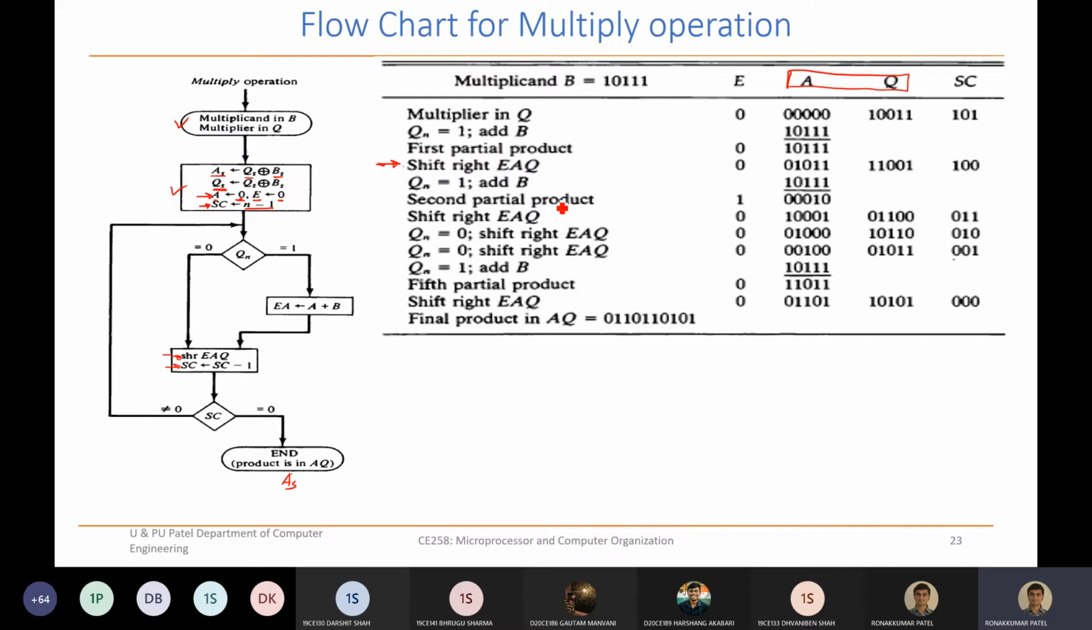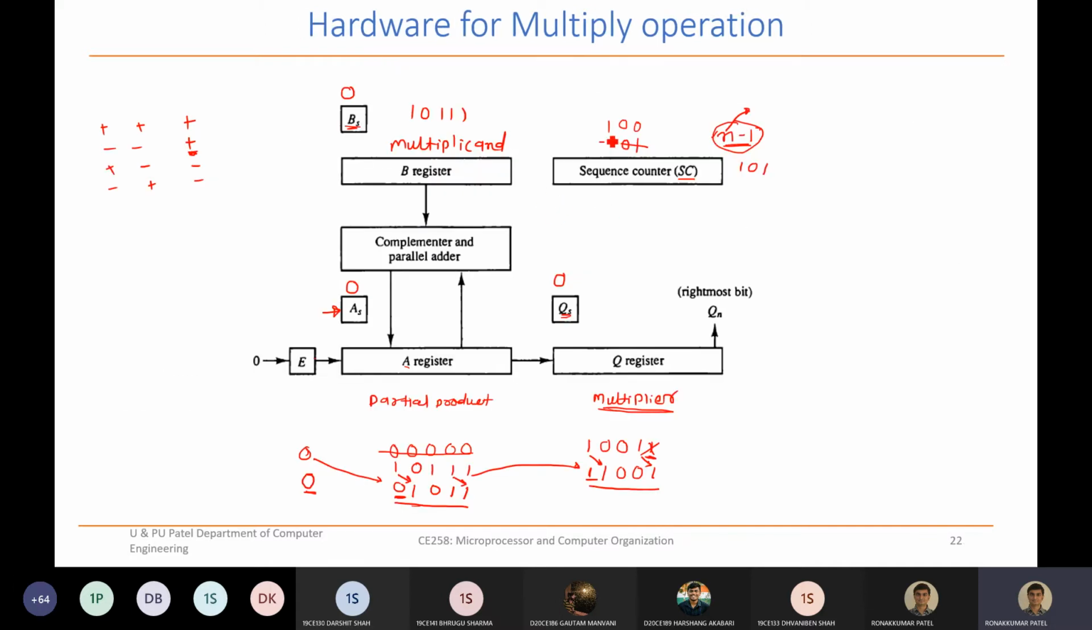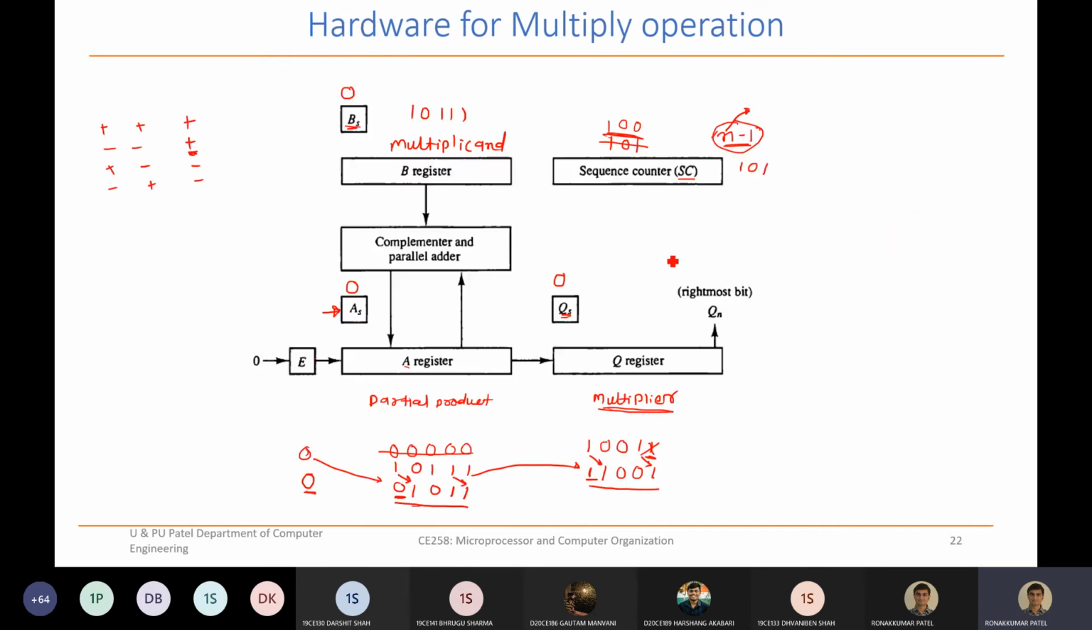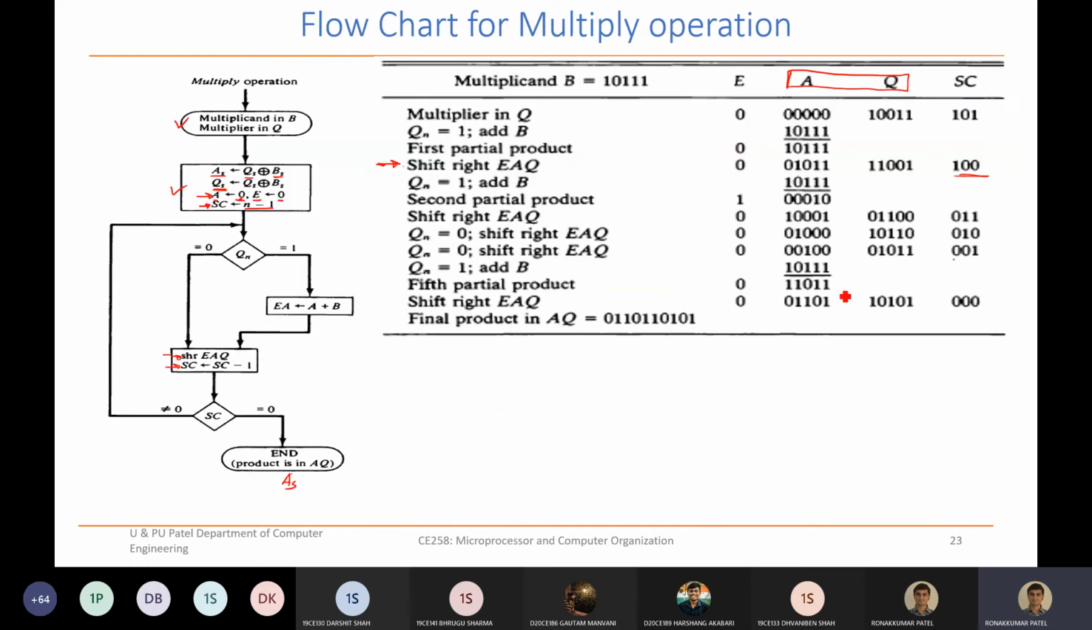So next, after performing this, you see 100 is our sequence counter. What is our Q? Q is this one, 11001. What is A? A is 01011. And what is E? E is 0. So till this thing we have performed.